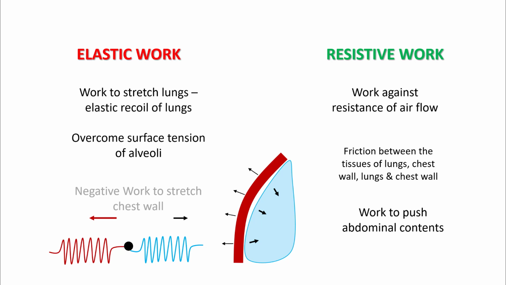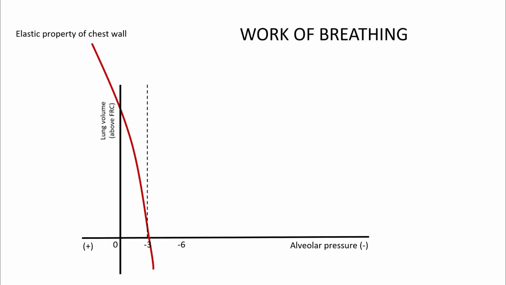During inspiration, part of the energy of the chest wall is used to pull the lungs out. So a part of the work done to stretch the lungs comes from the energy that was stored in the chest wall. The resistive work of breathing is done against resistance to airflow. It also partly takes care of the friction between the tissues of the lungs and chest wall, and also to push the abdominal contents.